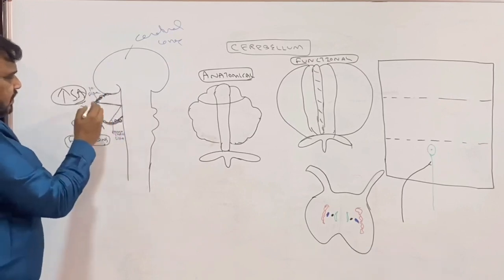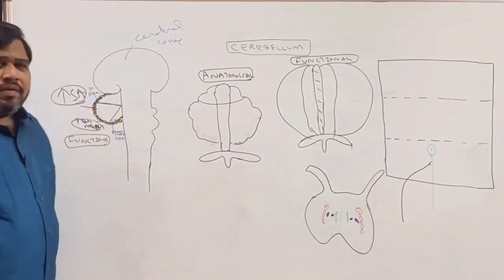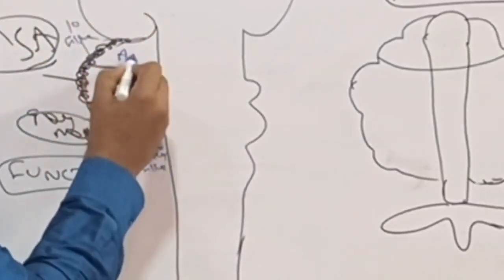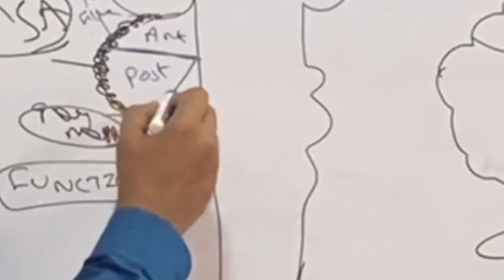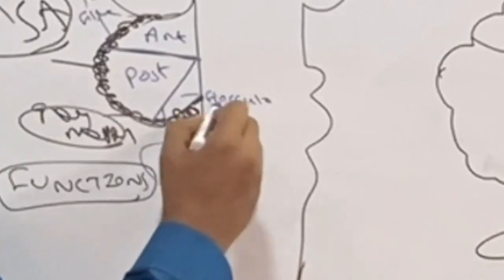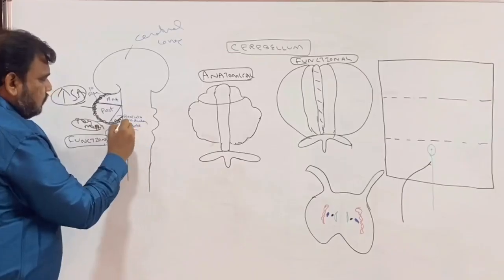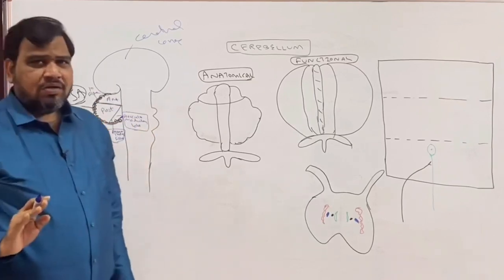This cerebellum is divided into parts by the primary fissure. So the primary fissure divides the cerebellum into anterior cerebellum and posterior cerebellum. The posterolateral fissure divides this into the flocculonodular lobe. So this is the anatomic part.